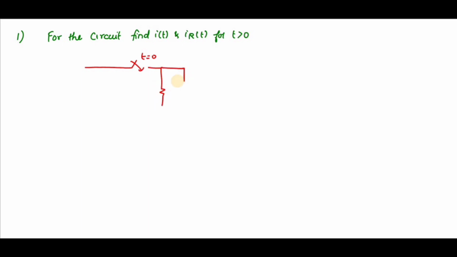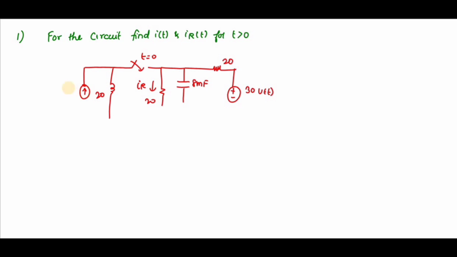So when t is equal to 0, or t greater than 0, the switch gets closed. You can see I have a resistor, inductor and capacitor. So 30 u(t) is nothing but a step input. When t is greater than or equal to 0, u(t) is 1. So this is the condition.